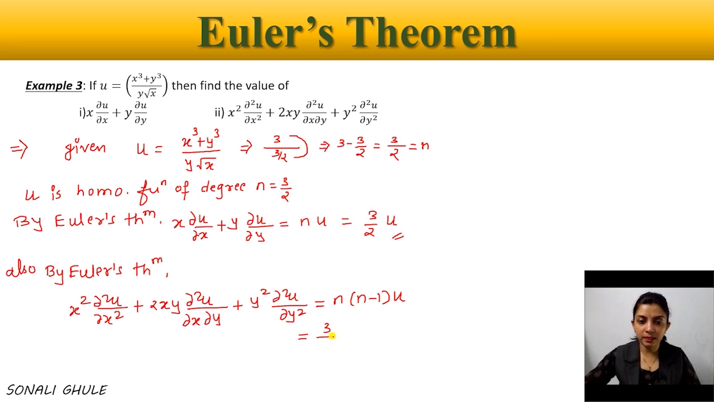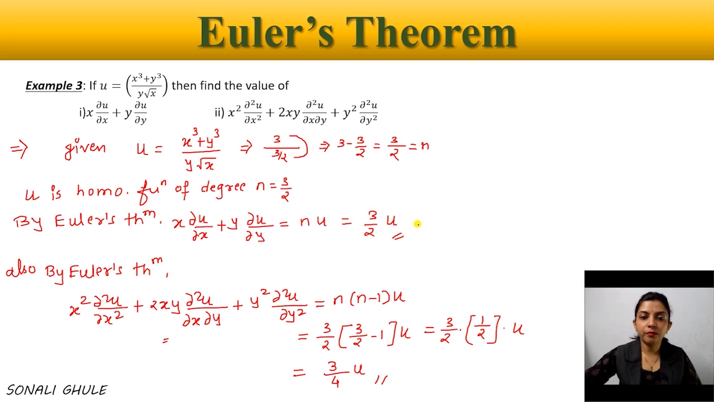And what is n? Yes, it is 3 by 2. Then 3 by 2 minus 1 into u. Solve this. So 3 by 2 into 3 by 2 minus 1, what can we write? Yes, it is 1 by 2 into u. And finally we can write the answer 3 by 4 into u. So for the second order relation I have the value 3 by 4 into u, and for the first order relation I have the value 3 by 2 into u. So these are the required answers for your example.